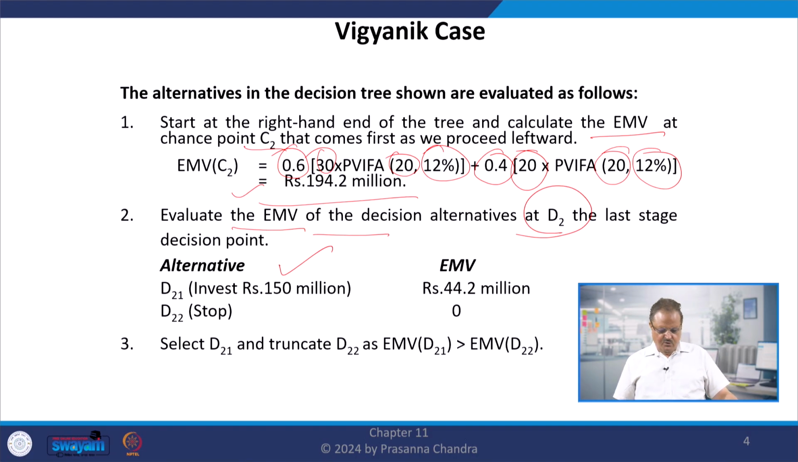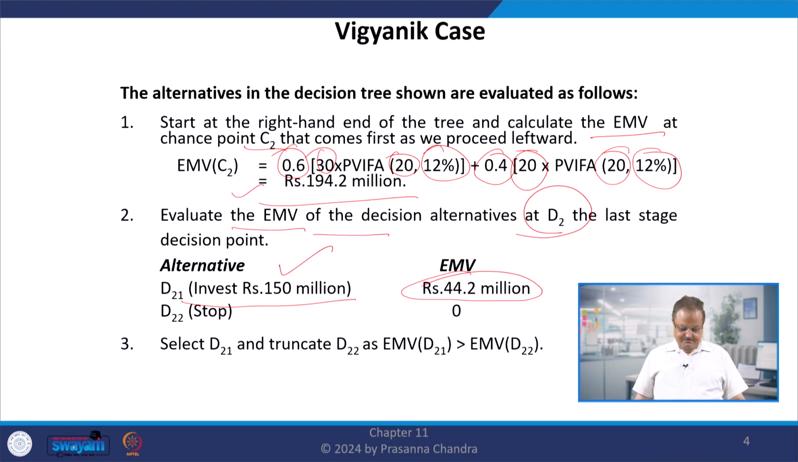So this 194.2 million EMV is going to be generated, and even if we subtract the investment of 150 million, which is at the D21 level, the expected monetary value generated by the project is going to be 44.2 million, which is significantly positive and acceptable. But if you stop it, your expected monetary value would be 0, and you would have to abandon the project, or abandon the total investment option.